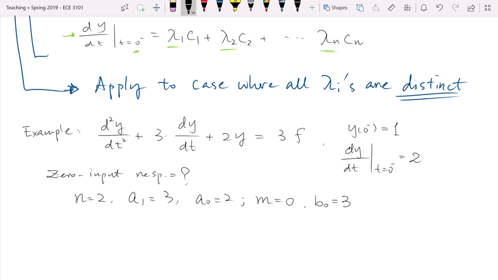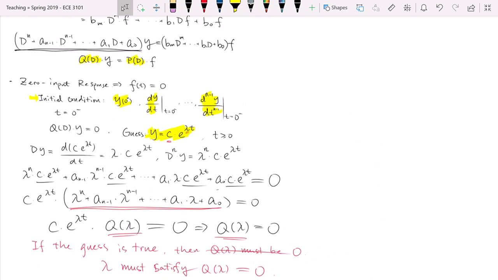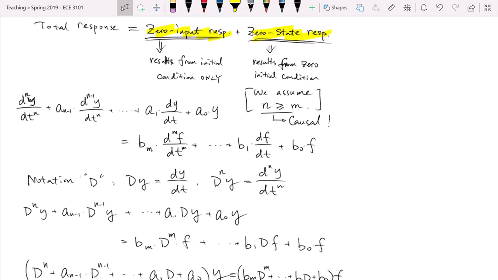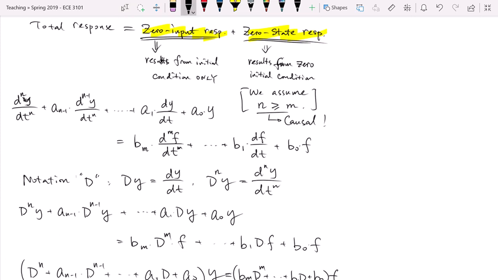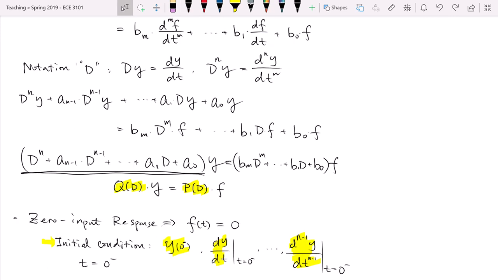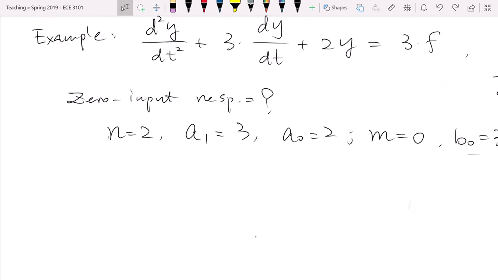Okay, so a1 corresponds to the coefficient of the first derivative, a0 corresponds to the coefficient in front of just the output signal itself, and b0 corresponds to the coefficient of the input signal itself. And you can again go back to the general form and just check, well, a_{n-1} corresponds to the (n-1)th derivative, a1 corresponds to dy/dt, a0 corresponds to y, b0 corresponds to f, and so on. Okay? And you can say all the higher order coefficients there are basically zeros. Good. So we have this now.